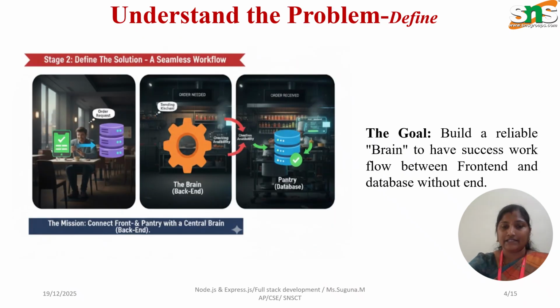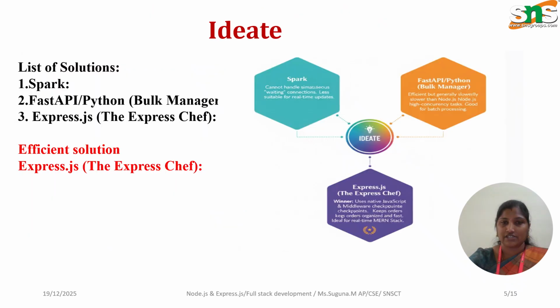So let me define this. What is the real problem? The problem is the absence of a reliable brain. We need a system to receive requests, a system to process the logic, a system to communicate with the database, and a system to respond back to the user. So here the brain is built using Node.js and Express.js.